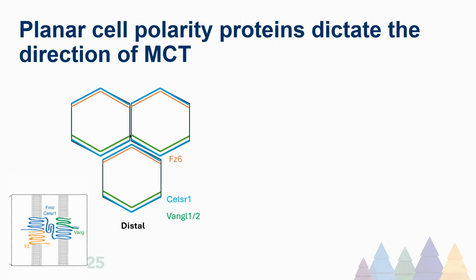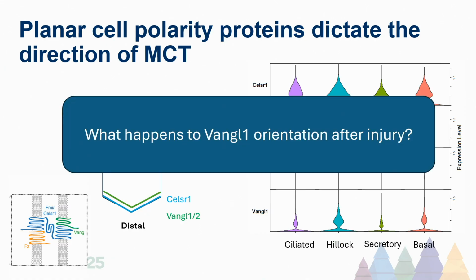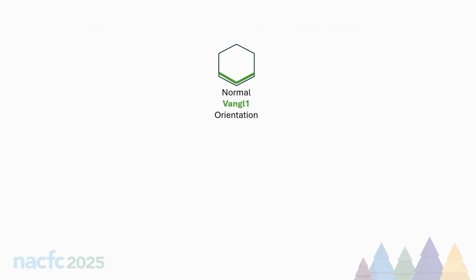So we then used single-cell RNA sequencing to see how these proteins are expressed in the different airway epithelial cell types. We see them in ciliated cells, as we would expect, but also in the hillock. And so this led to the question, okay, what happens to PCP orientation after injury? Is it disoriented, or is something else causing this? We want to look at one protein in particular, Vangl1. So I'm going to show you some Vangl1 staining after injury in hillock-derived regions compared to the non-hillock-derived regions.